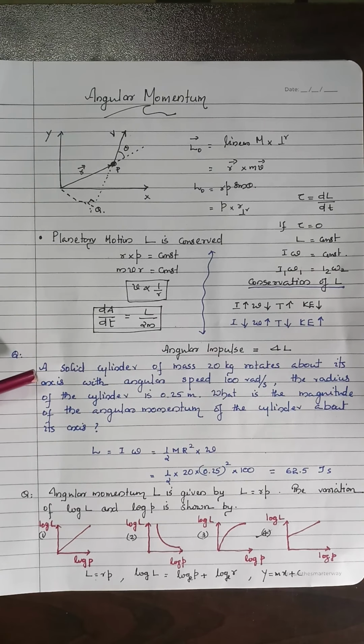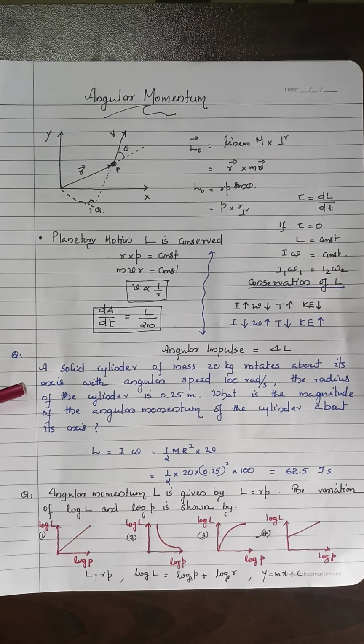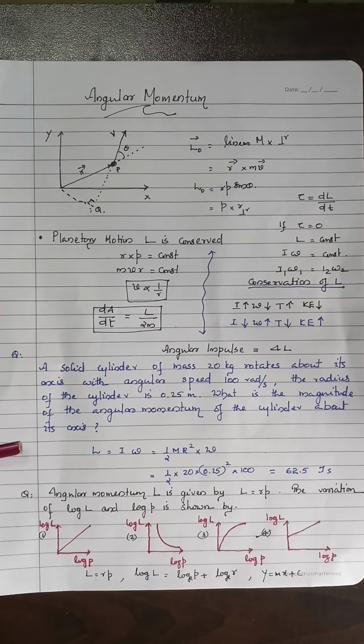And here, a solid cylinder of mass 20 kilogram rotates about its axis with an angular speed of 100 radian per second. The radius of the cylinder is 0.25 meter. Then what is the magnitude of the angular momentum of the cylinder about its axis? We know that L equals I omega. It's a simple calculation. Another good question is waiting.